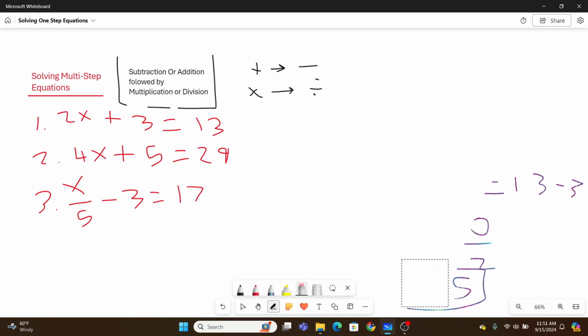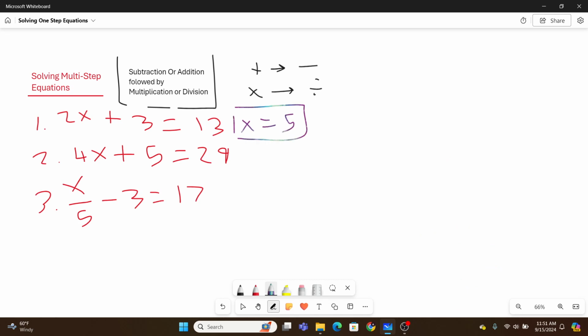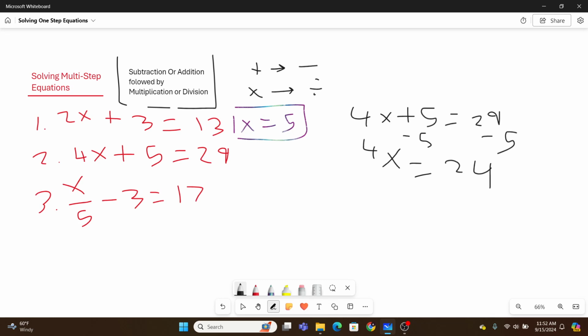So let's clear this off. And we have that x is equal to 5 for number 1. For number 2, 4x plus 5 is equal to 29. So what we can do is write this down. And for x, subtract 5 on both sides, and we get that 4x is equal to 24. Because 5 minus 5 is 0, 29 minus 5 is 24. And then we divide by 4 on both sides, and we get that x is equal to 6. That is our answer for number 2.